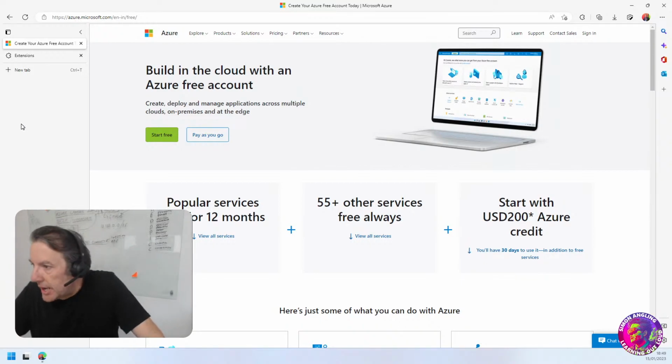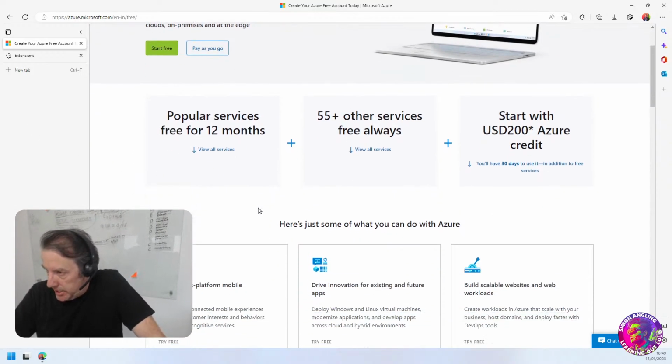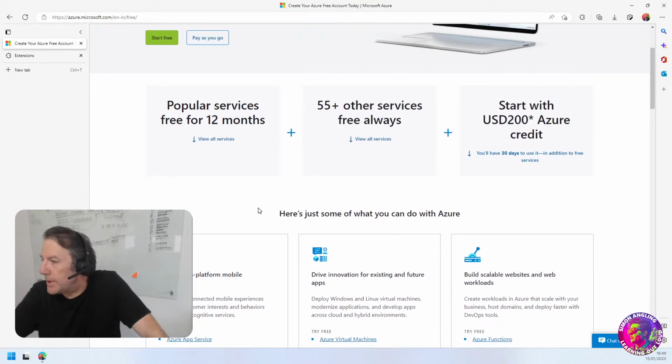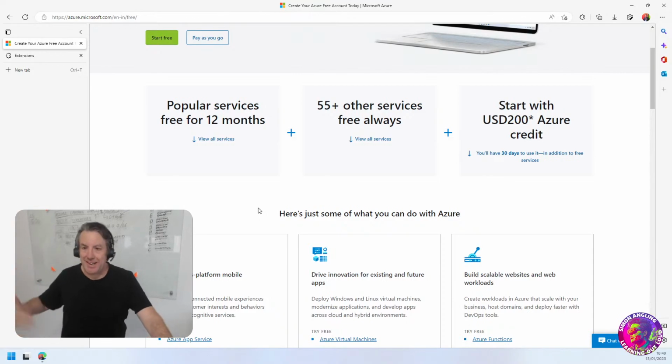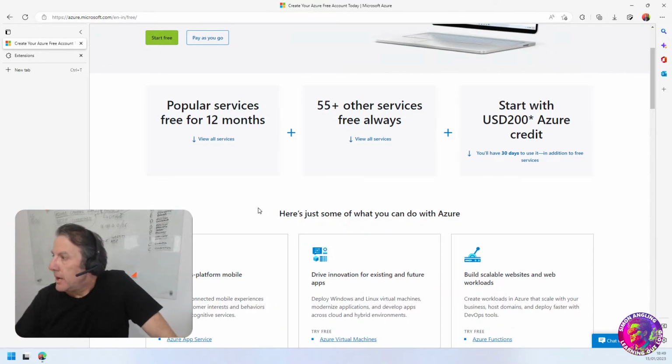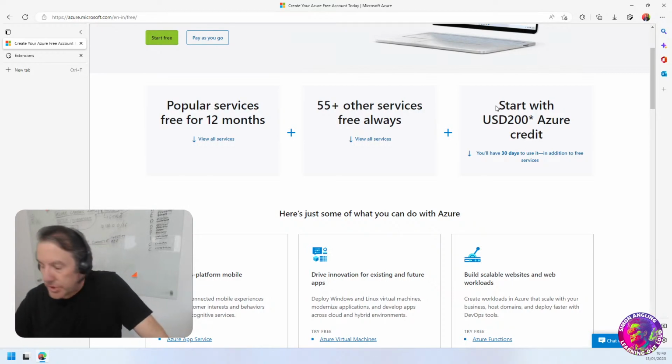So, Microsoft free account. We can get a whole bunch of services for free for 12 months. And there's a lot of Azure services that are free anyway. But when we sign up for this, we will get certain services that are going to be free for 12 months over and above the normal free services. There are 55 plus other services which are always free. We're going to look at those. And we also get 200 US dollars, which we have to use within 30 days. Well, we don't have to use, but we've got those credits for 30 days. So we're going to see how we can use those.